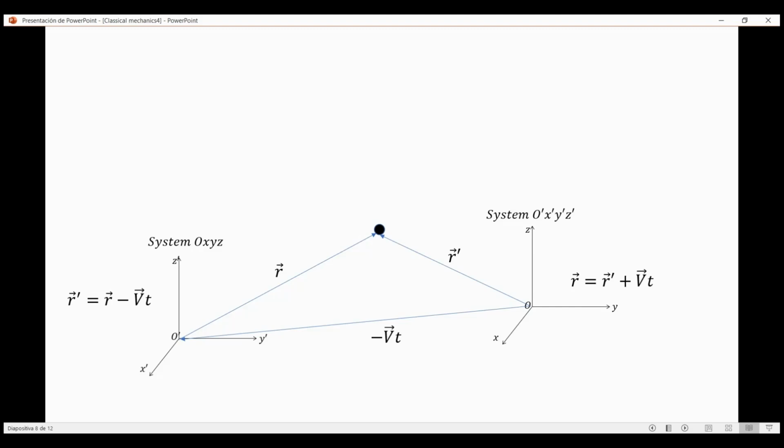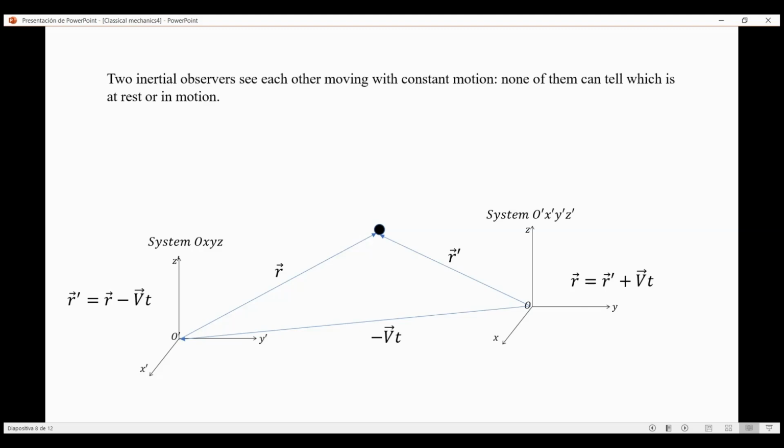Imagine the system OXYZ that moves from the left, from the system with primes. The situation is completely analogous and the same equation remains: r prime equals r minus Vt. It is the same Galileo transformation, but instead of measuring from system OXYZ, we measure from system O prime, X prime, Y prime, Z prime.